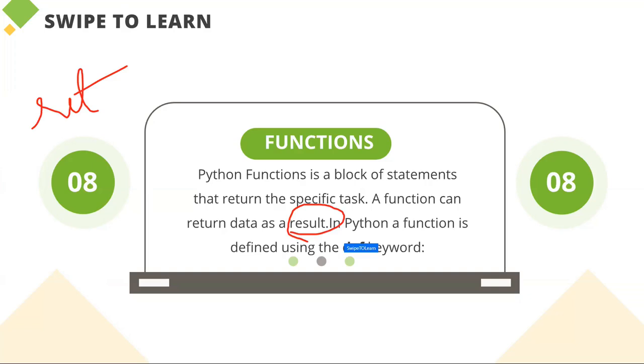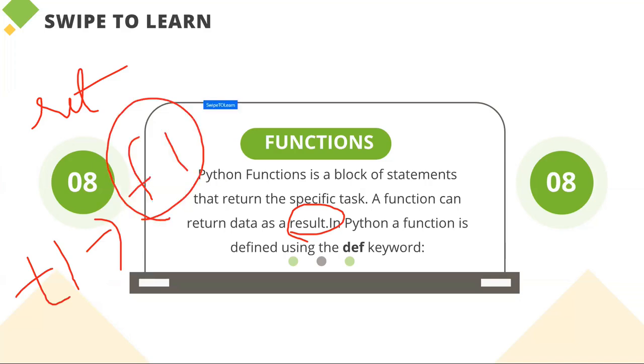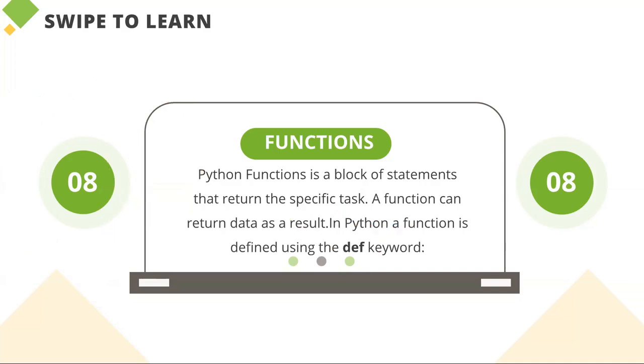Suppose task T1 is executed by function F1. Whenever you call this F1, you execute that task 1 automatically. We define a Python function by using the def keyword. Okay. So what is the real use case of functions?